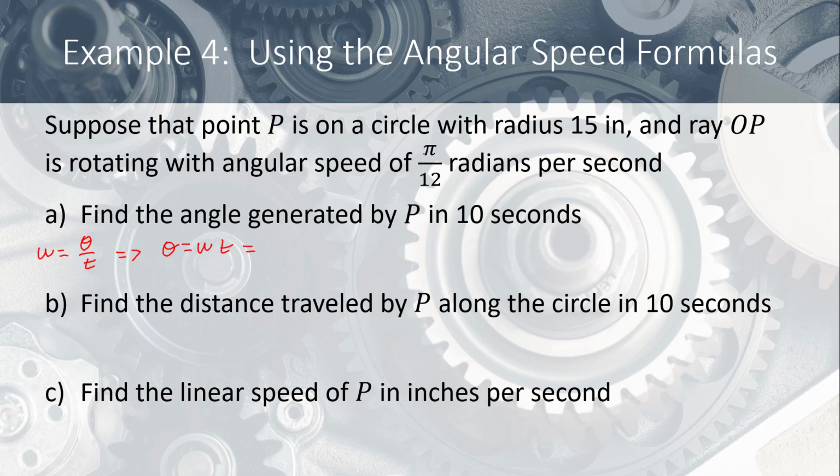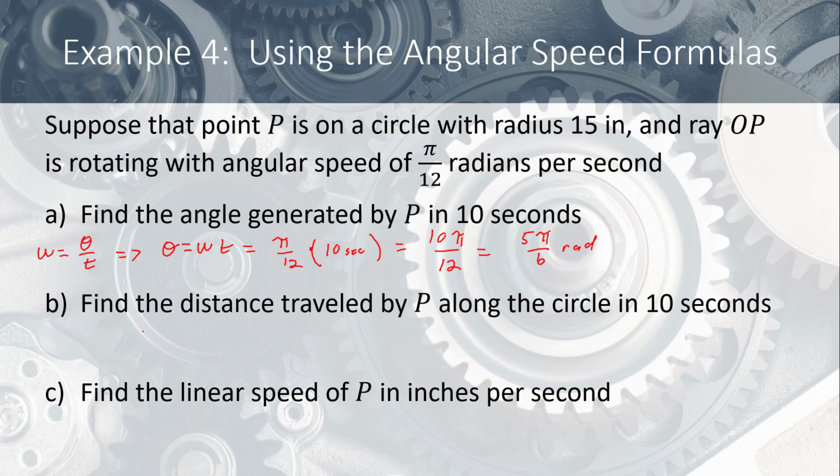Okay, well, omega is pi over 12. t is 10 seconds. And that will give us 10 pi over 12 radians. We have here a common factor, 10 and 12 have common factors of 2, so this will reduce to 5 pi divided by 6 radians.